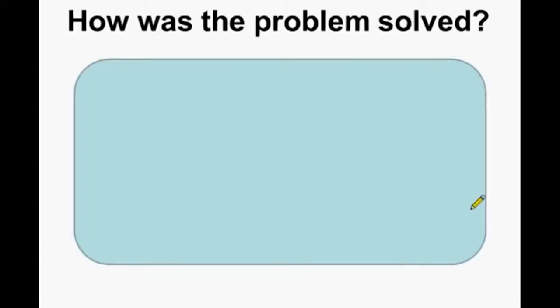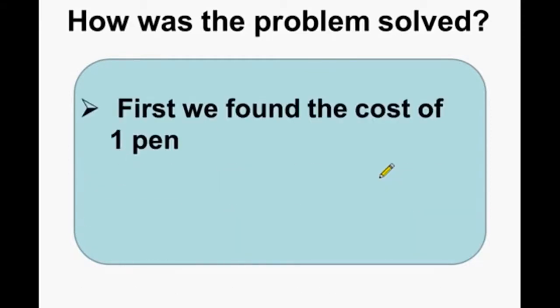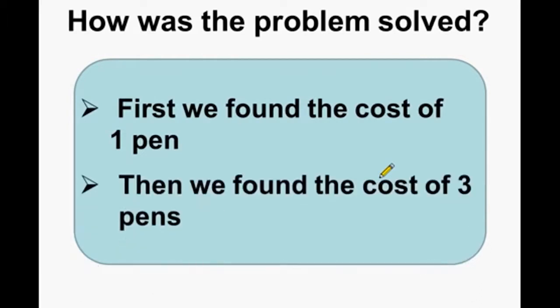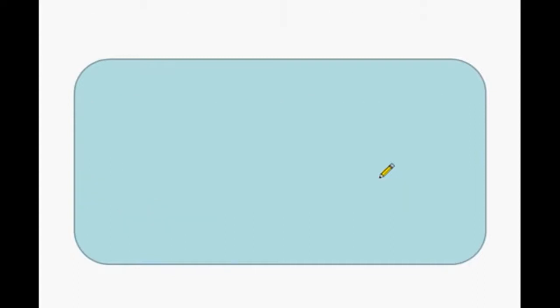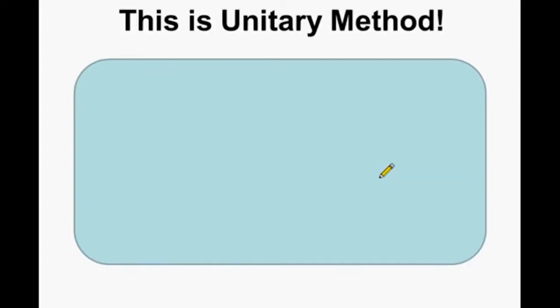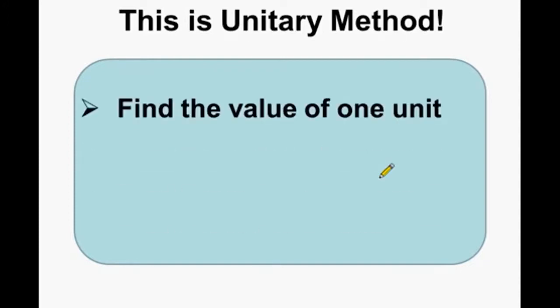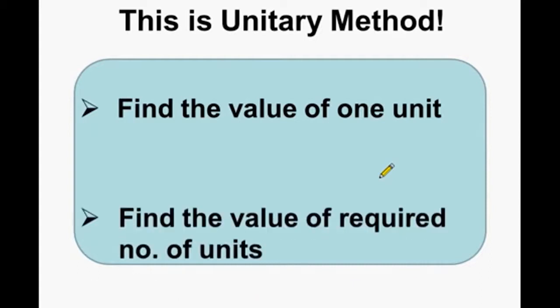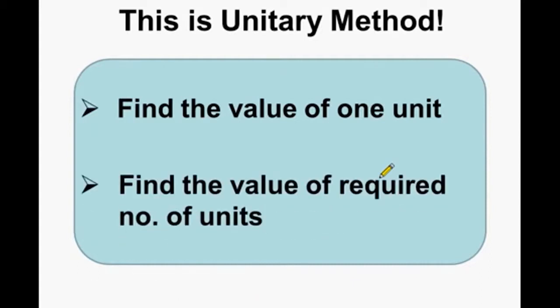Now, let us see how we have solved the problem. What do we do first? We first found the cost of 1 pen. Next, we found the cost of 3 pens. So, this method is called unitary method, where we find the value of 1 unit and then we find the value of required number of units. Students, let's take another example.